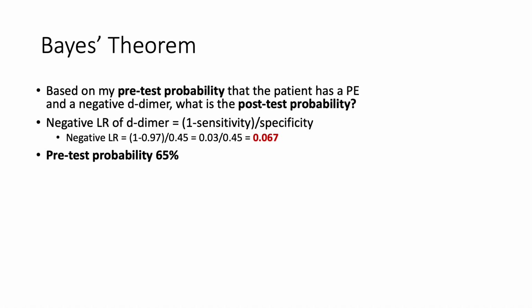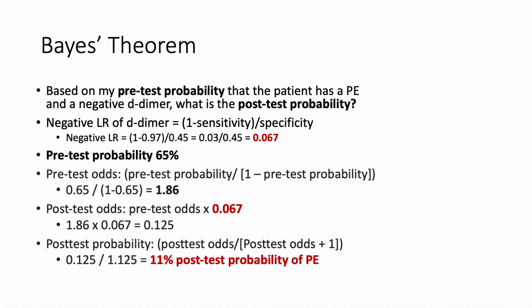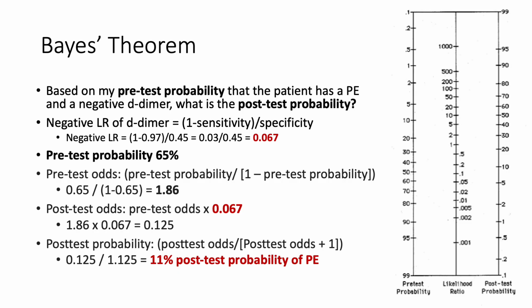Now, what if your pretest probability is high? Say it's 65%, and you get a negative D-dimer. Well, you can see that if you do the math, your post-test probability of a PE is 11%. So that is much too high to accept without doing further testing. So you have not ruled out a PE with a negative D-dimer if someone has a high pretest probability, which is why we don't bother checking D-dimers in people who have high pretest probability. And you can see with the nomogram, again, you find that pretest probability on the left, draw a line through the likelihood ratio, and you find that post-test probability.